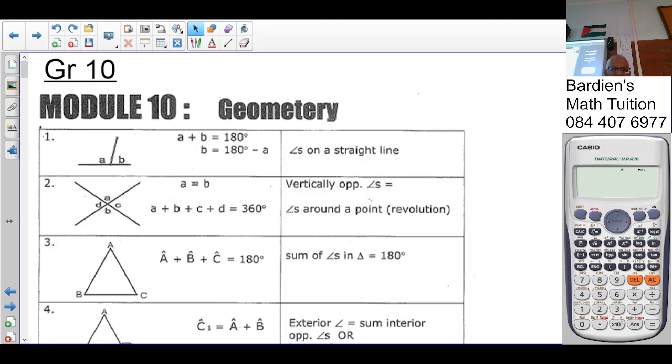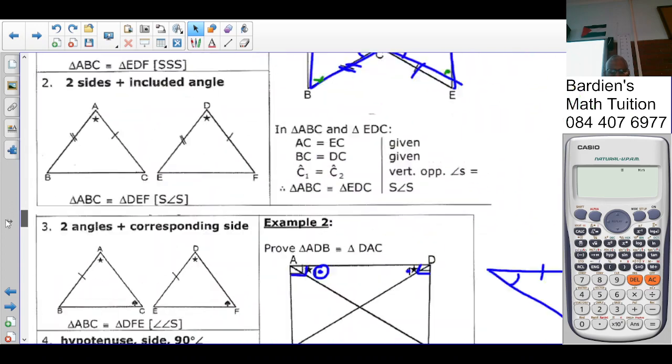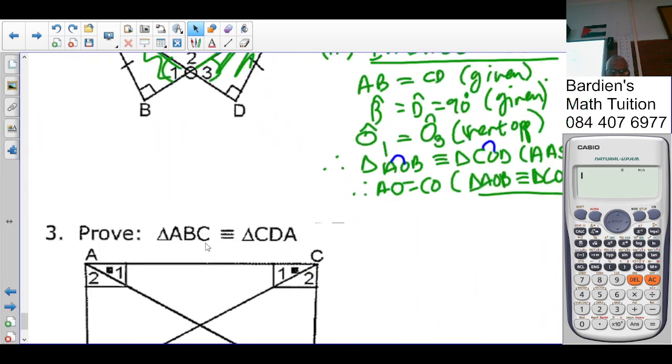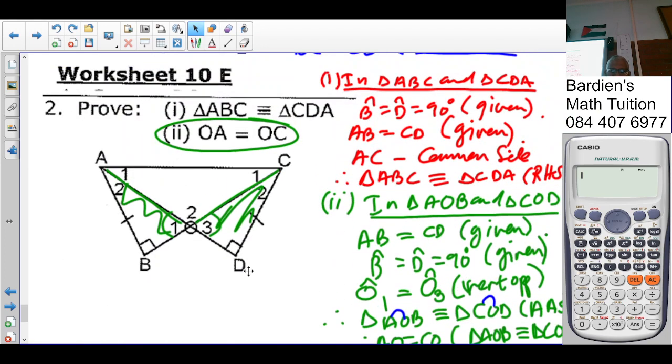Okay, good morning, class. At this point, we're doing geometry, not so? And we were at worksheet 10E. Did we do this one? Sorry? No, not this one. Okay.